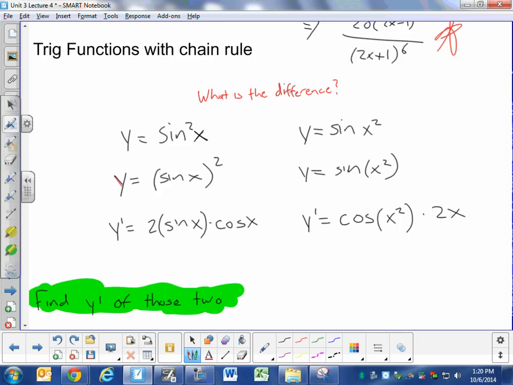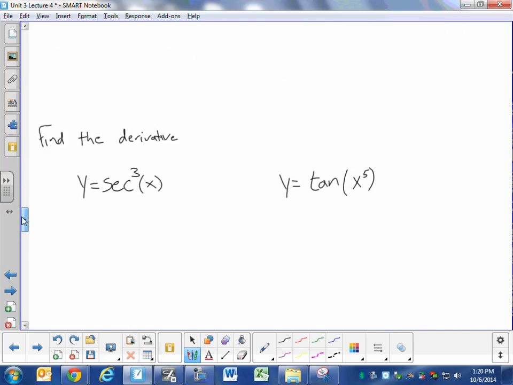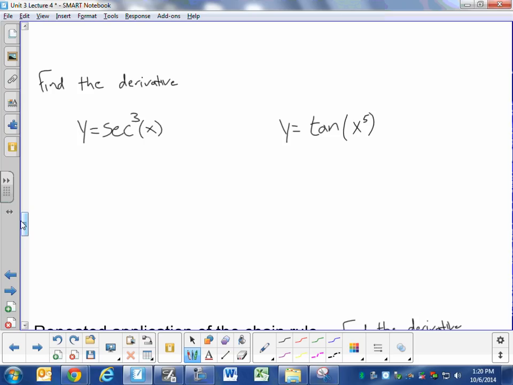Cool? Let's do some more. You'll see lots of trig functions with chain rules. Like these: secant cubed of x and tangent of x to the fifth. My step one would be to rewrite them, if they don't have parentheses, to use parentheses. That way you can really see the outside function and the inside function.